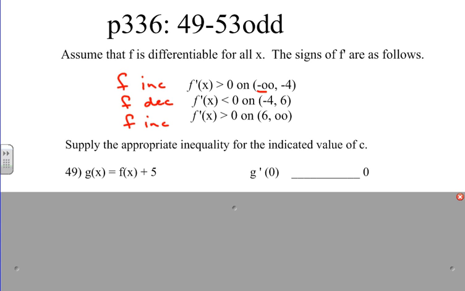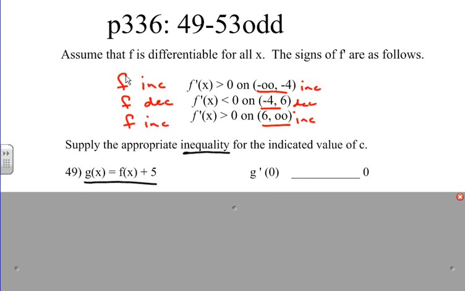So this is going to be an increasing interval, and once again a decreasing interval, and increasing for f. All right, so we're going to figure out what is happening here. In this problem, we are given a function: g of x equals f of x plus 5. And we want to figure out the appropriate inequality, so fill in the blank. It's going to be positive or negative.